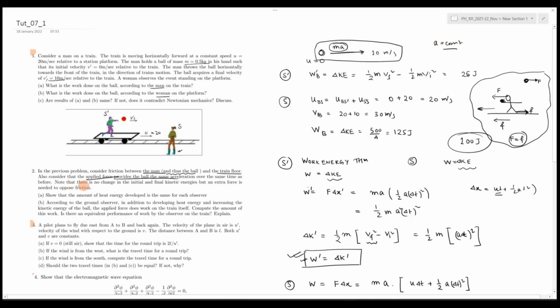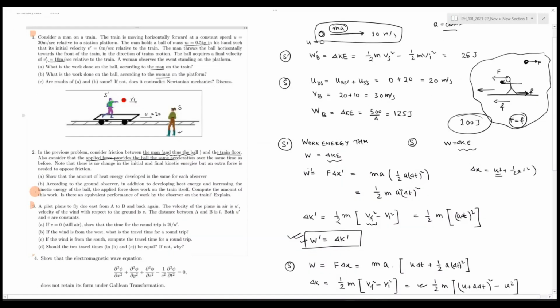Now, note that there is no change in initial and final kinetic energy, but an extra force is needed to oppose the friction. So from here we can say that the initial and final kinetic energy has not changed. We are just putting friction to make sure that the person is not moving, and this scenario is actually physically possible. Till now it's clear.